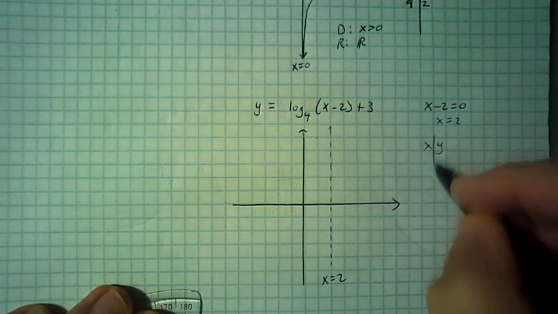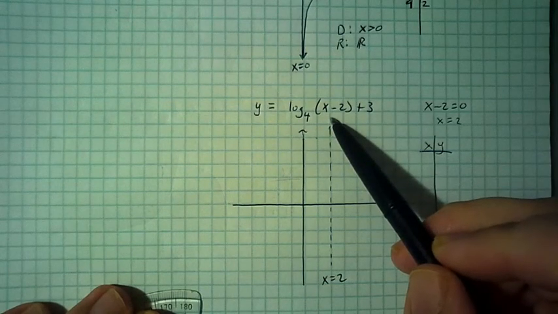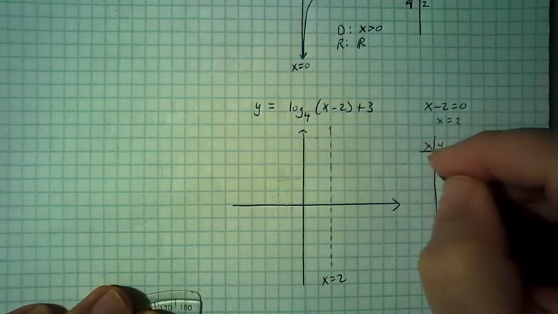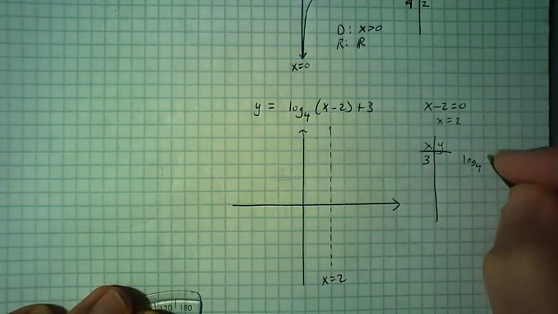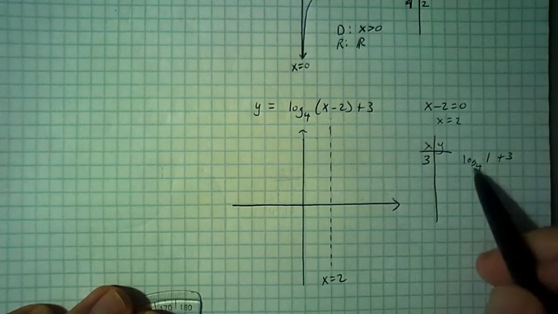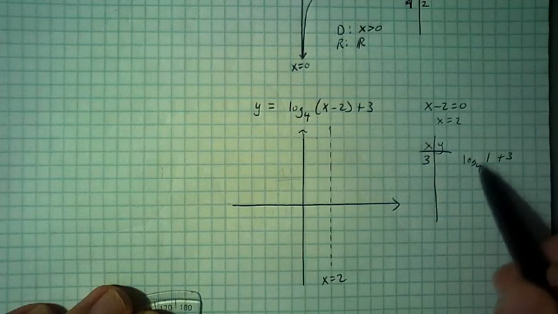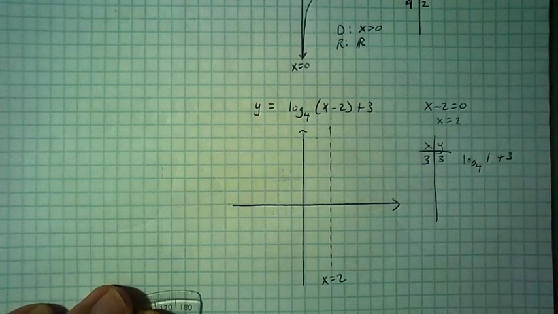Then I need a few points. So what I really want to do here is make the inside equal to 1. That means I need to stick in 3, because 3 minus 2 is 1. That gives me log base 4 of 1, plus 3. What power do I stick on 4 to get 1? Well, 0, because anything to the 0 power is 1. So that's 0 plus 3, which is 3.